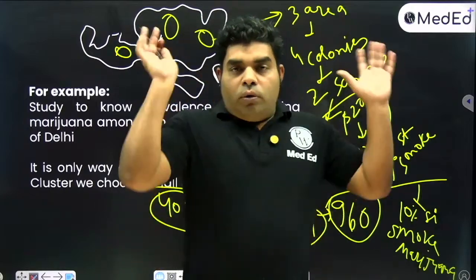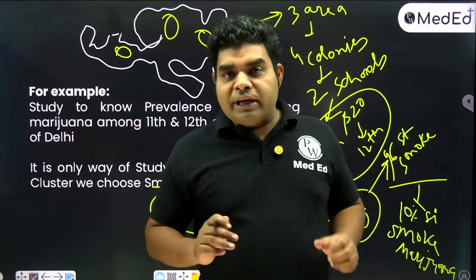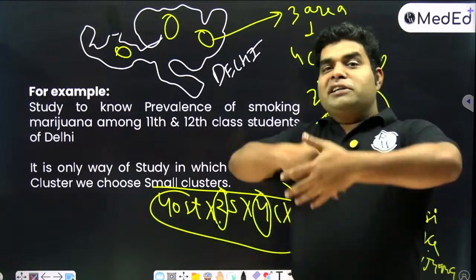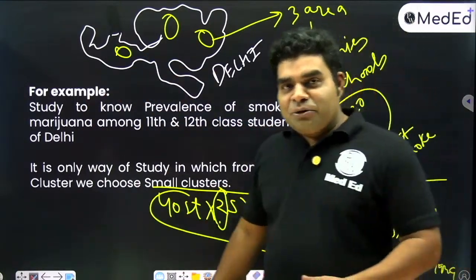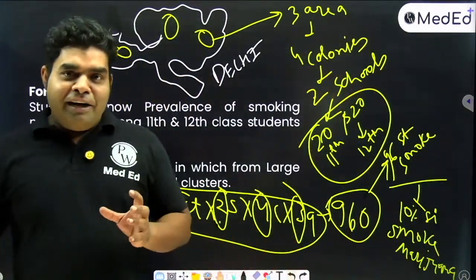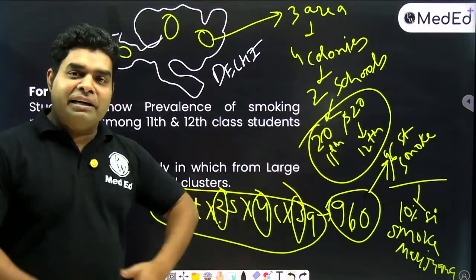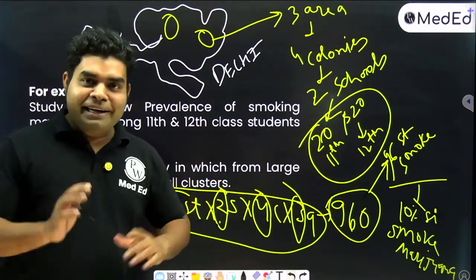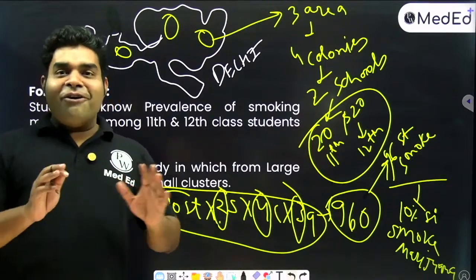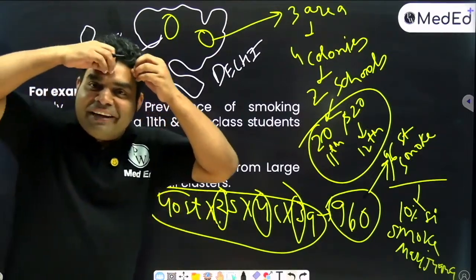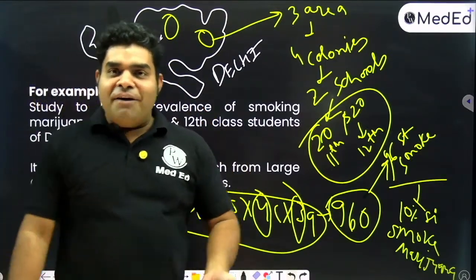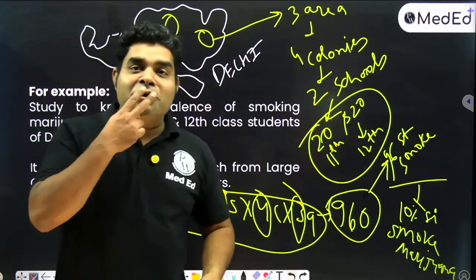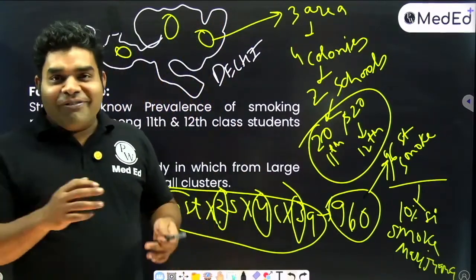So is it a good thing to do? Because I did a study on only 960 students and I said this 10% is the smoking prevalence in the whole of Delhi. So is it correct to collect data from these small 960 people and apply it to the whole population of Delhi? Is it correct or not? This is the only method available. And if I had to ask every child of Delhi who is studying in 11th, 12th class, I would need to smoke marijuana myself. It would be a never-ending study.